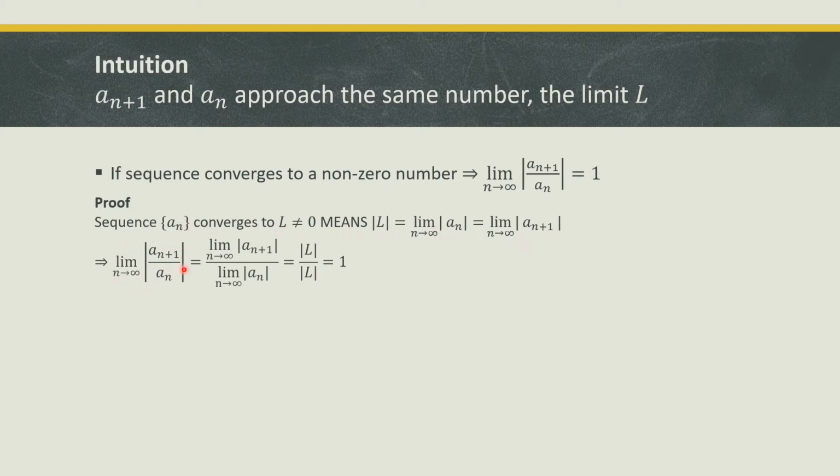And now let's compute this ratio. Because we know that a sub n does not converge to 0, we can separate the limits into a numerator and a denominator. If a sub n were approaching 0, we cannot do this part here. But because we know that it's not approaching 0, we can separate the limits. Now the limit in the numerator is L, and in the denominator it's also L, and so it's equal to 1. And so this statement is true.